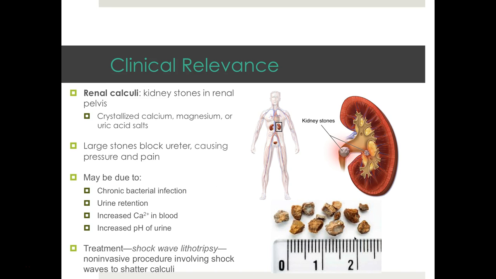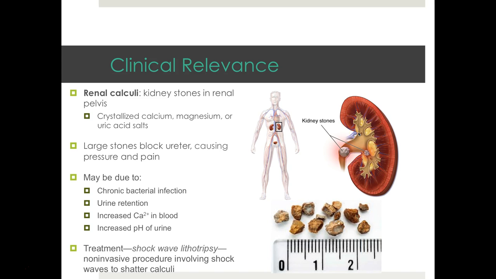There we go. So with our clinical relevance, we have renal calculi, and these are going to be kidney stones in our renal pelvis. And we can see this well illustrated over here. This occurs because we have crystallization of calcium, magnesium, and uric acid salts. And these stones are going to block our ureter, causing urine to move retrograde and put pressure on these microscopic nephrons back in here, which is going to cause pain and of course can develop into an infection.